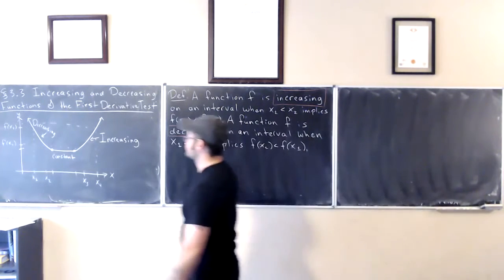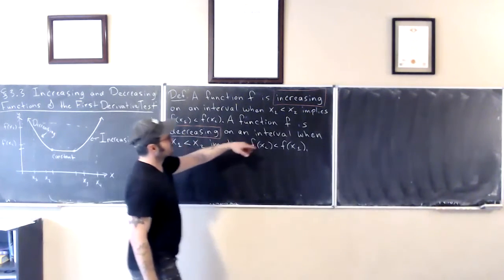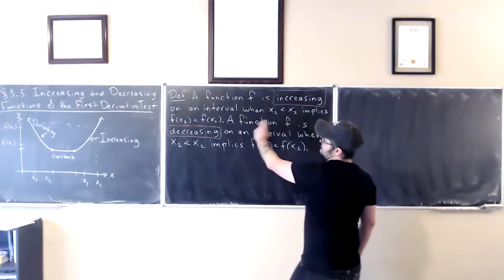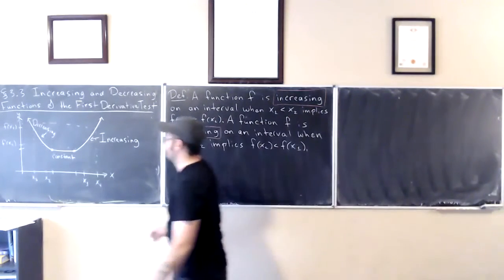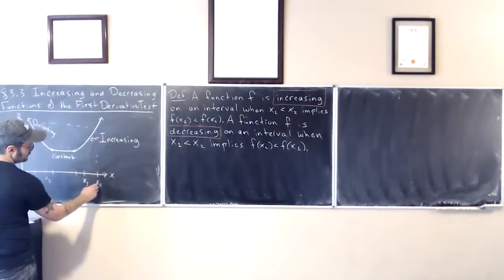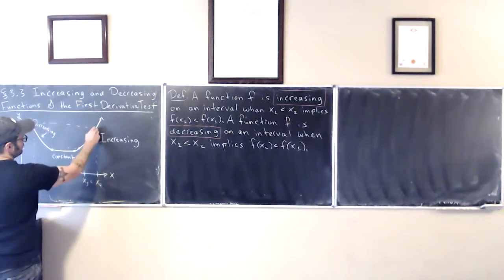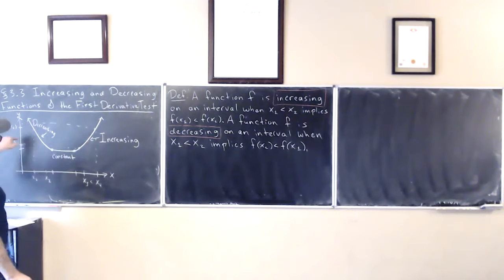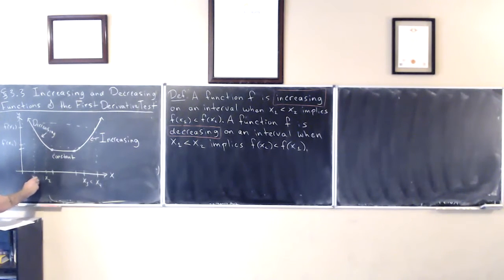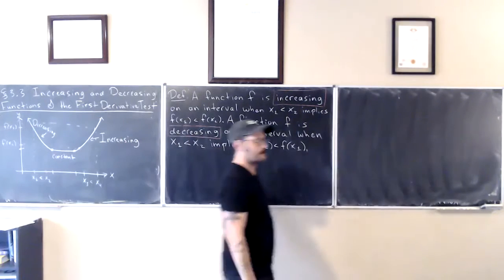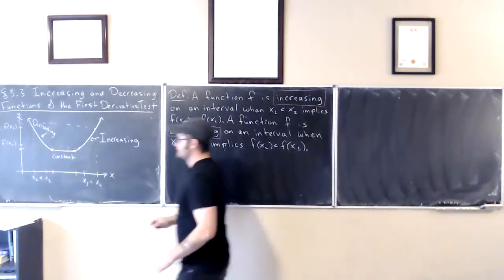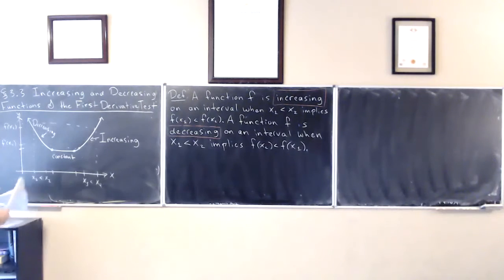Okay, so just to go back to the picture, increasing: if we have x1 less than x2, then f of x1 is less than f of x2. So over here, x3 is less than x4, but then the function's values here are smaller than the function's values here. So that'd be increasing. For decreasing, if x1 is less than x2, then f of x1 is greater than f of x2. So that'd be decreasing, which is right here. Okay? So hopefully that's straightforward.